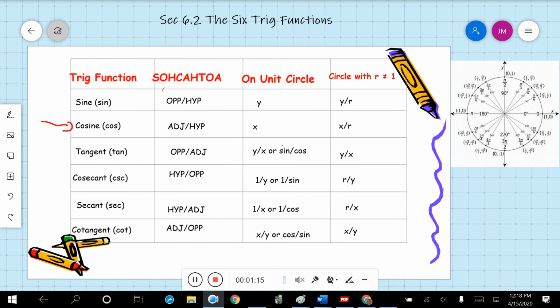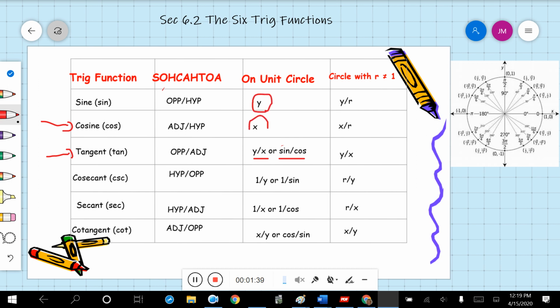Now, tangent. So we know tangent to be, according to SOHCAHTOA, the opposite over the adjacent. On the unit circle, it's the y over the x, or you could look at it as the sine over the cosine, because the sine is the y and the cosine is the x. If it's not on the unit circle, it's still y over x.